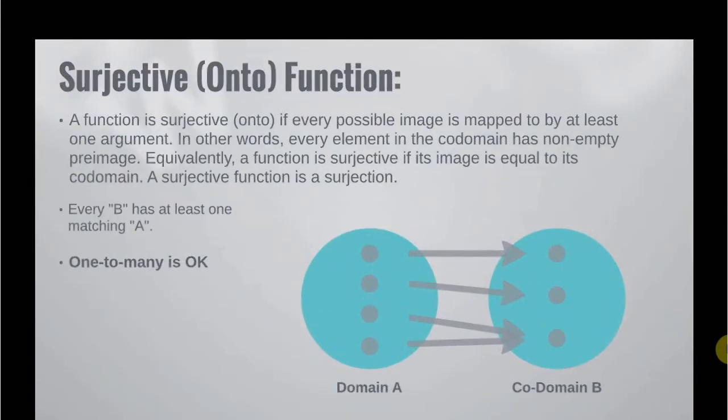Second, the surjective function, also called an onto function. This function is a bit different to the injective function. F is surjective if for all y, there exists x such that f(x) equals y, which means that every B has at least one matching A, so many-to-one is okay in this function.